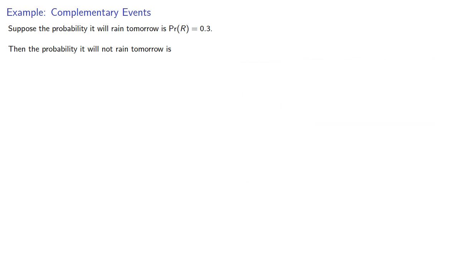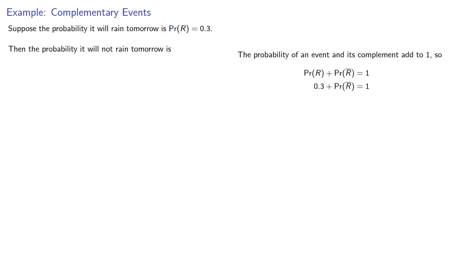So how can we find that? Well, the probability of an event and its complement have to add to 1, and so we already know the probability of the event, so we have the equation, these two things add to 1. And that allows us to solve for the probability of the complementary event. And so the probability it will not rain tomorrow is 0.7.